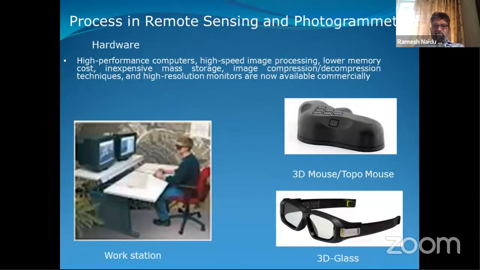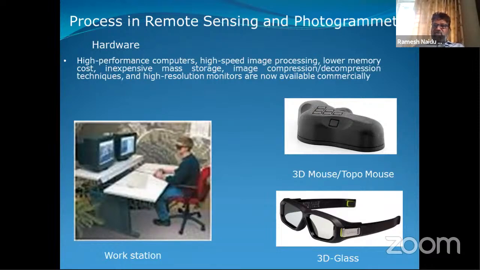And you can see there is a 3D mouse. Normally for 3D photogrammetry, we use a 3D mouse. A 6-button or 9-button mouse is available, and the mouse cost itself is more than 40,000 or 50,000. And 3D glasses are also there. This also costs around 40 to 50,000. I don't know the exact cost right now.